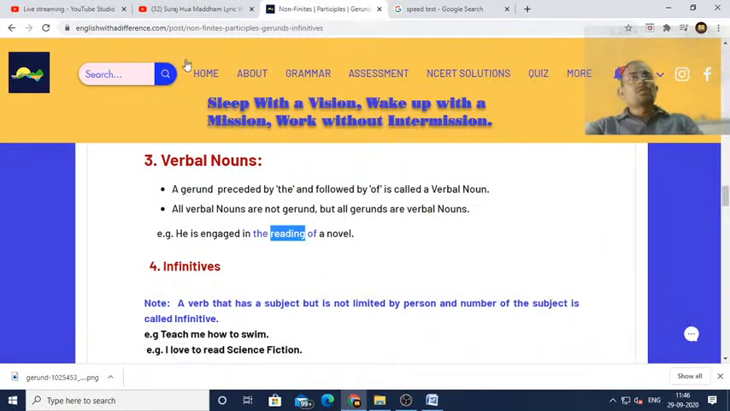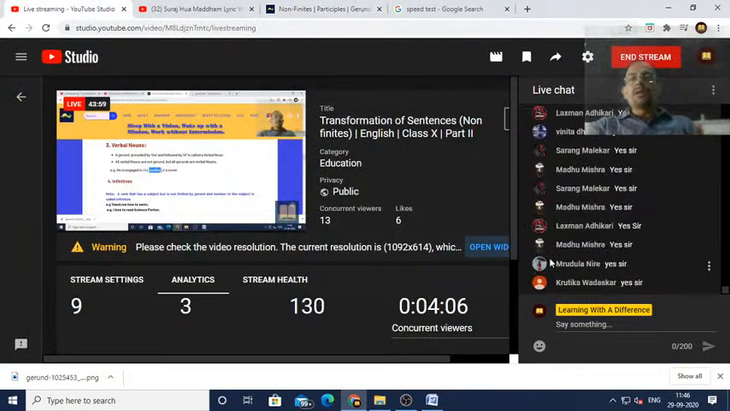So dear students, hopefully you have understood the difference between verbal noun, gerund and present participle. If you remember the usage of present participle and gerund, you can easily differentiate which -ing form of the verb is called gerund and which is called present participle.